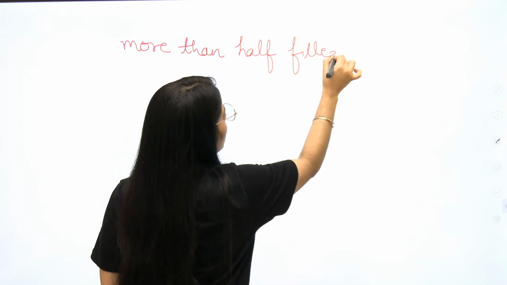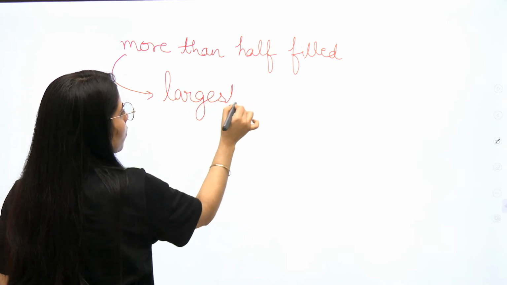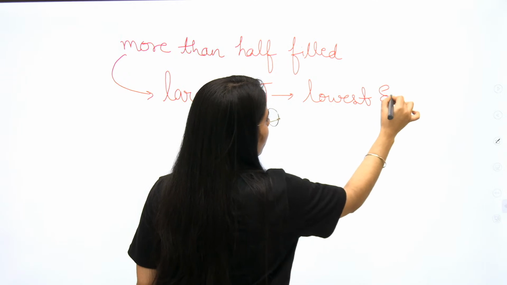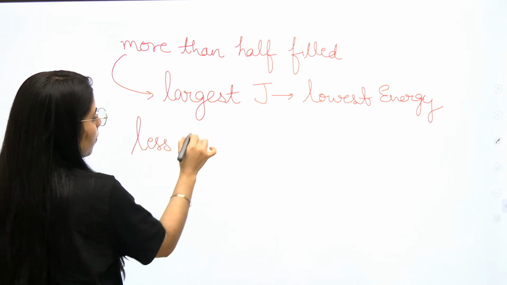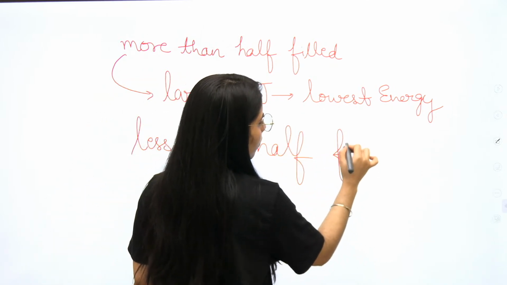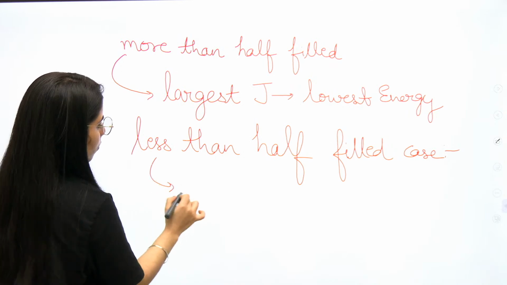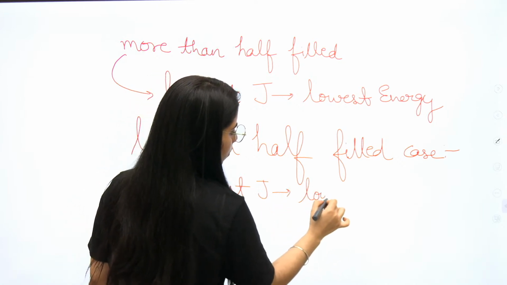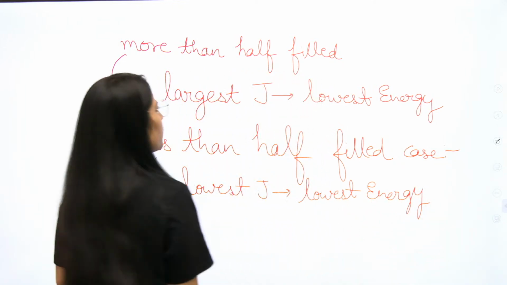And if you need to compare with J values, for example, I will tell you the example now. Is that clear?